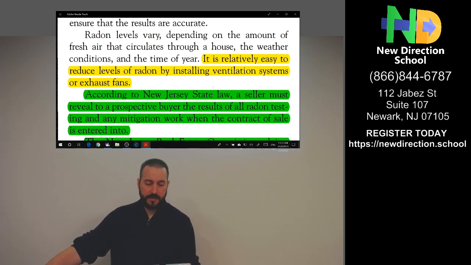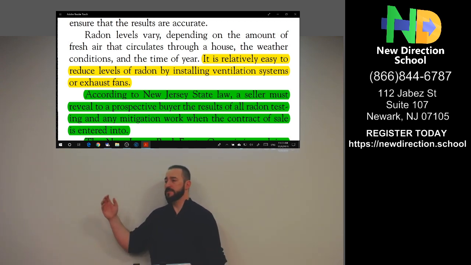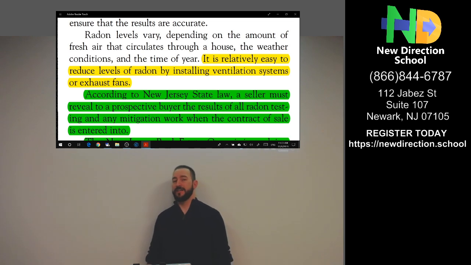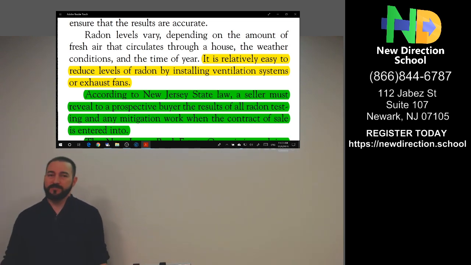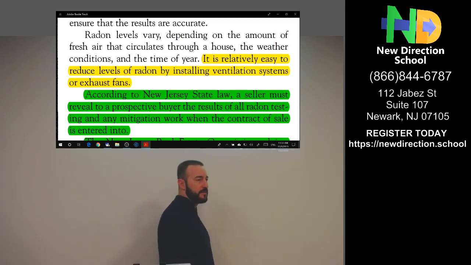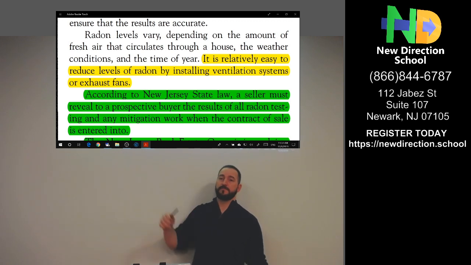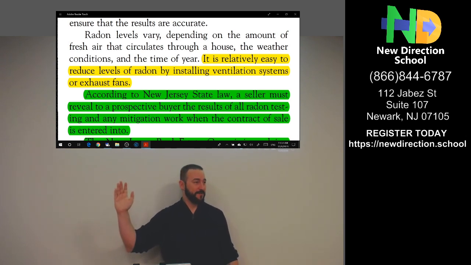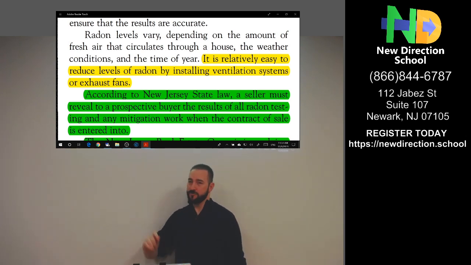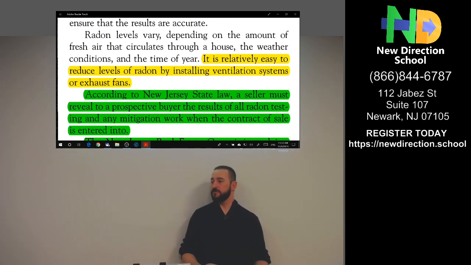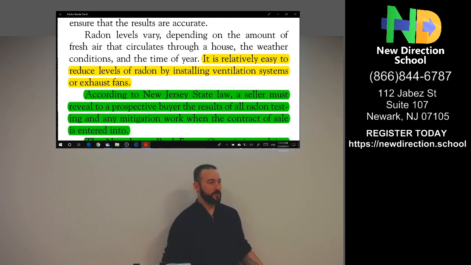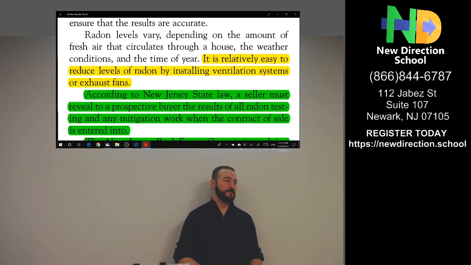Now, remember I said that it's a natural gas, it's everywhere? Because of that, it says right here, according to New Jersey state law, a seller must reveal to a prospective buyer the results of all radon testing and any mitigation work when the contract of sale is entered into. It's not at listing. We're not going to say, hey, we have radon, do you want to buy this house? No. But once you put in an offer and we agree to it, hey, by the way, thank you for putting in an offer. By the way, we have high levels of radon.